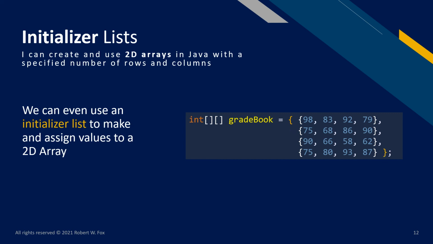And then notice that each element of my array is another array. So the first element of gradebook should be this array with 98, 83, 92, and 79. And the second element should be this, and so on and so forth. So gradebook contains 4 elements, and each element is itself another array. Maybe this also helps you with the visualization and the idea of a two-dimensional array just being an array of arrays.